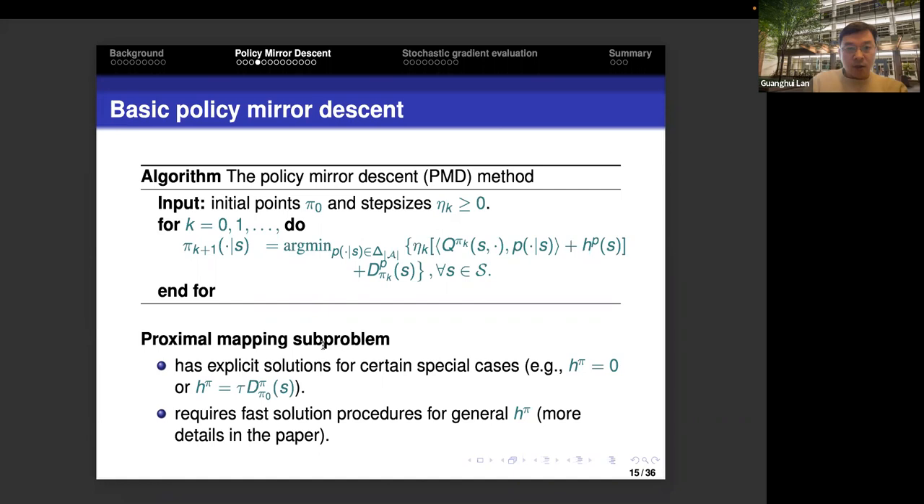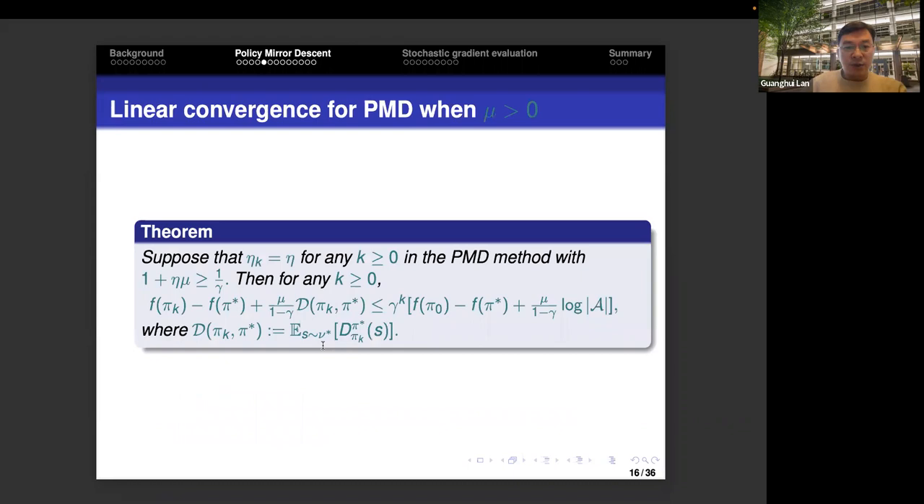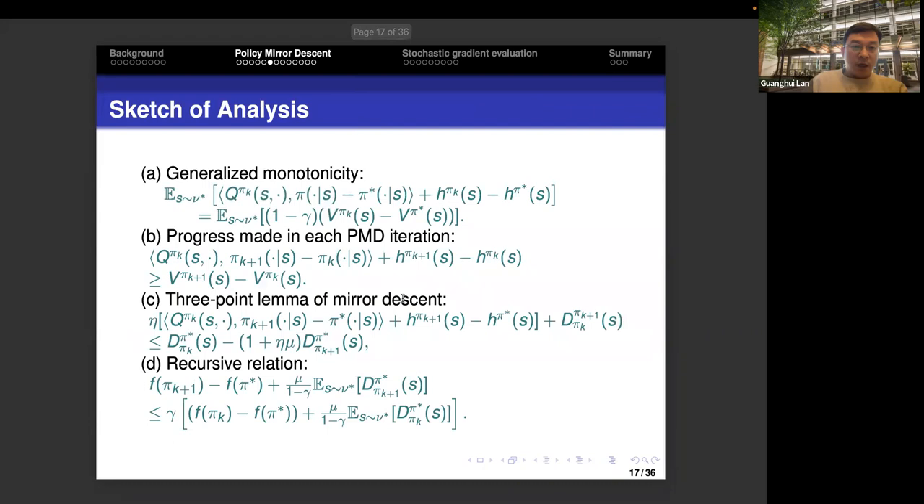So then what about the convergence rate? How fast will this algorithm converge? It turns out that if you assume your H(π) exists and is strongly convex, then with some effort you can show that this algorithm converges linearly, and the convergence rate is given by γ to the power of k. I don't think I should try to prove this result, so I will skip this slide. But basically, in a few steps, you will be able to show that this algorithm converges very fast.